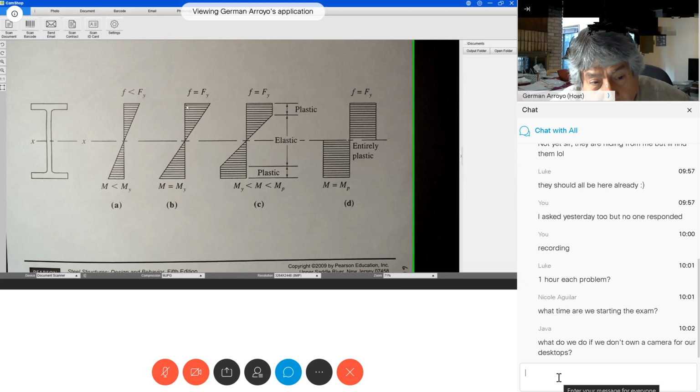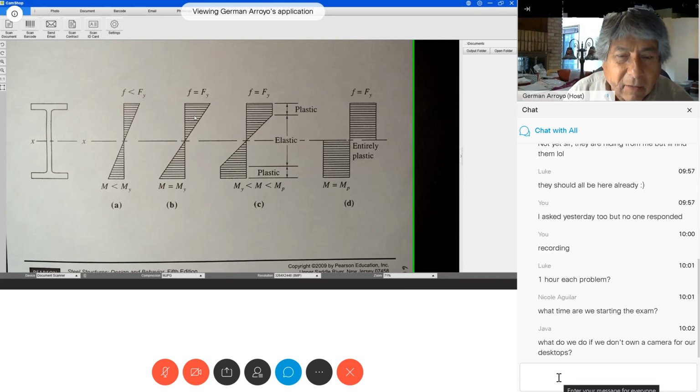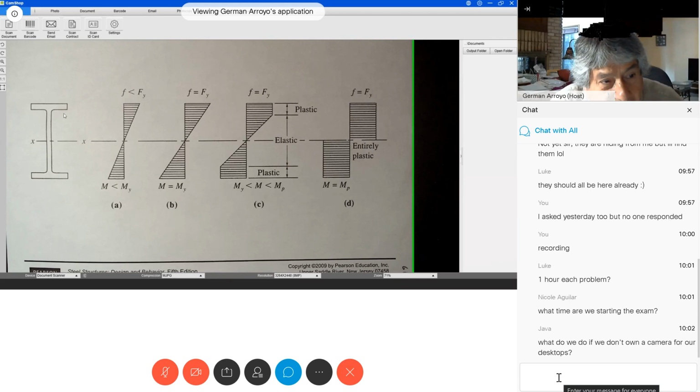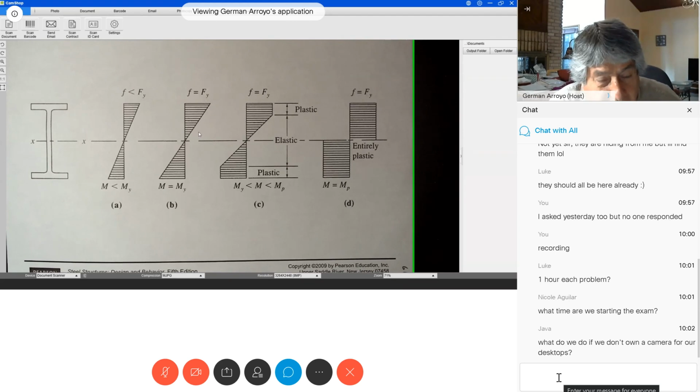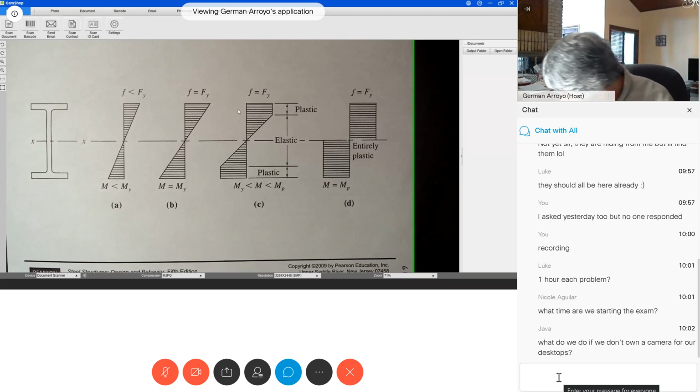If we were to compute the moment of this cross section, remember what I said: T equals C, and in theory, the force times the distance is M. And here, like I said, there are different areas, so we have different forces, but in theory, it's the force times the distance. This is a very interesting case. Only steel can do that because steel, I showed you yesterday.